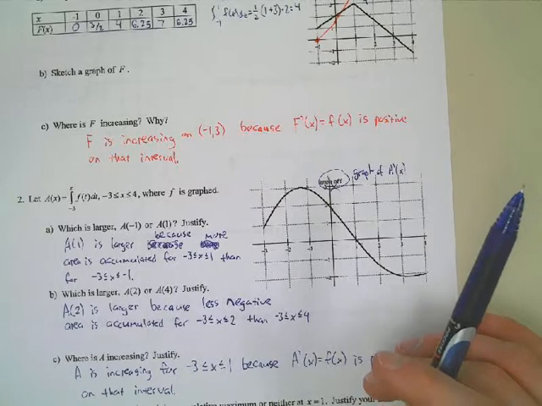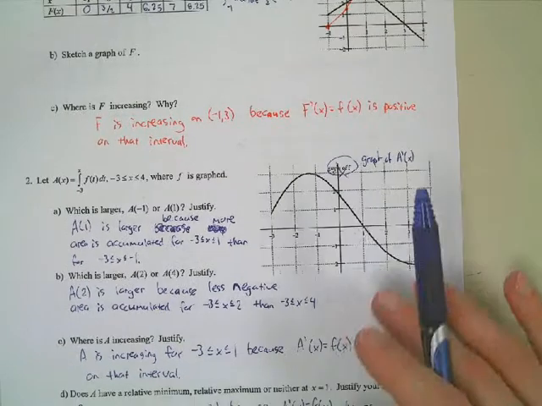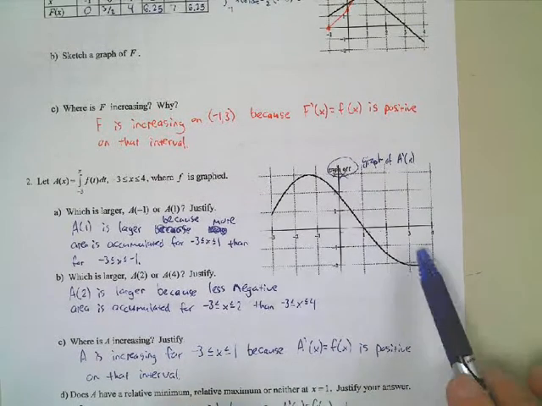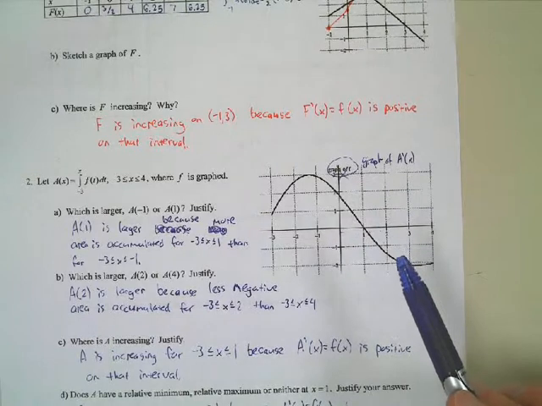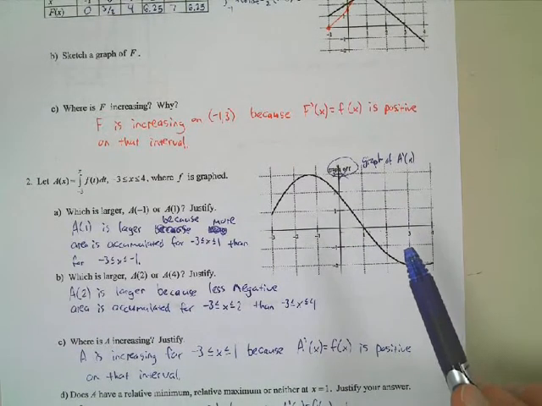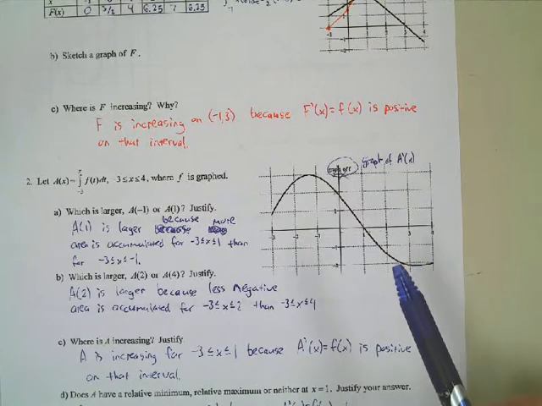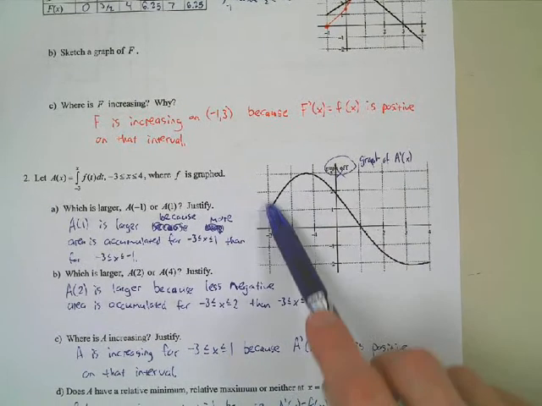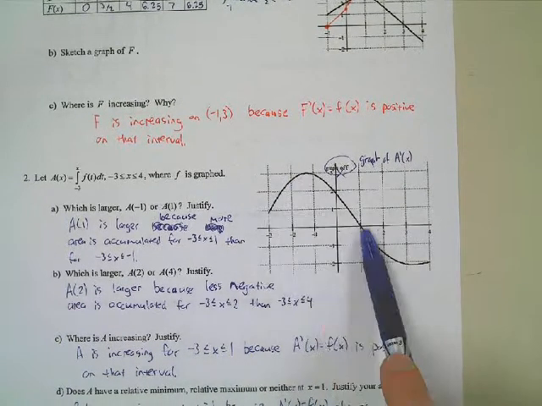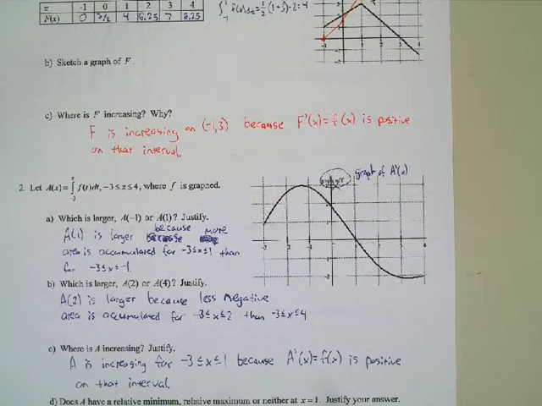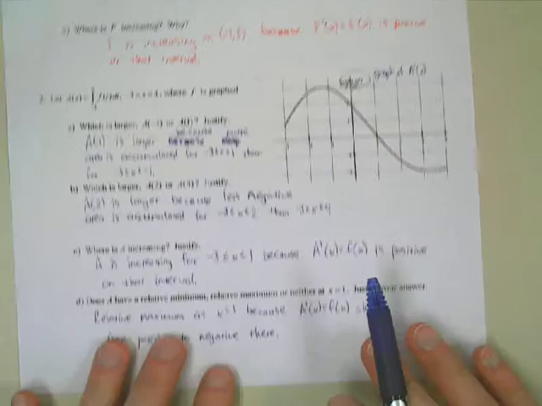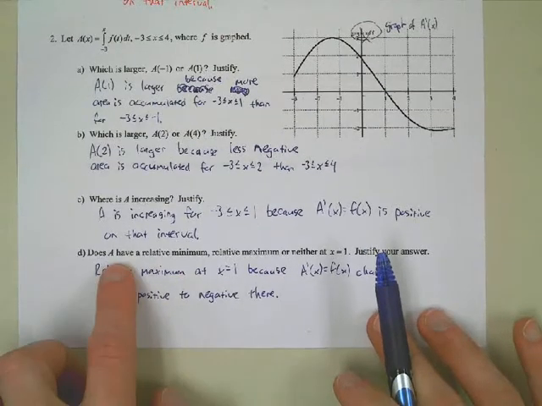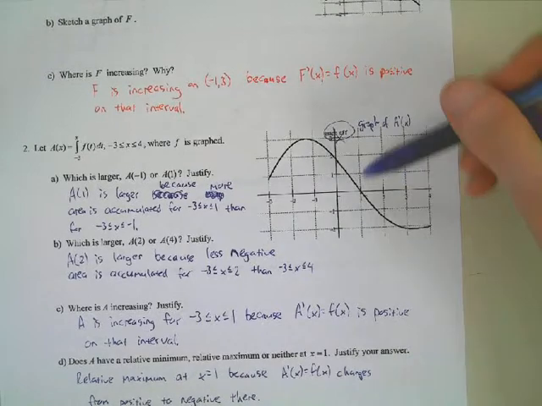So this is a graph of a prime. If I want to know when a is increasing, I want to know when a prime is what? Positive. Where is a prime positive? From negative 3 to 1. It's above the x-axis, so that's how we know that. Same argument for why A has a relative maximum: there's our critical point, because that's A prime changing from positive to negative.